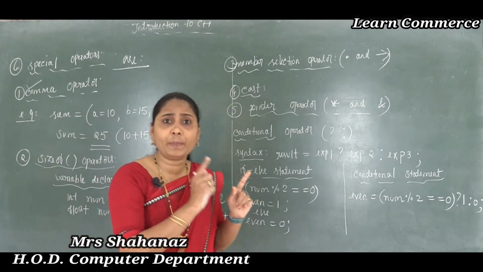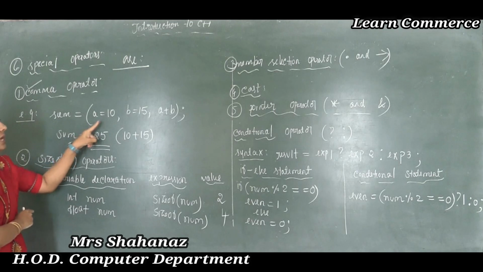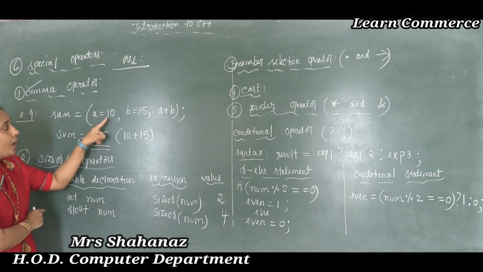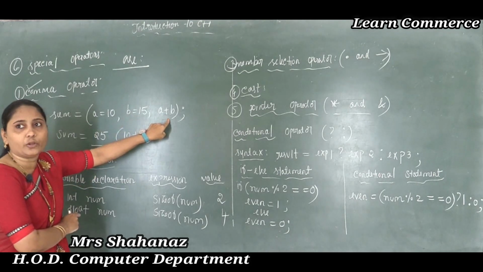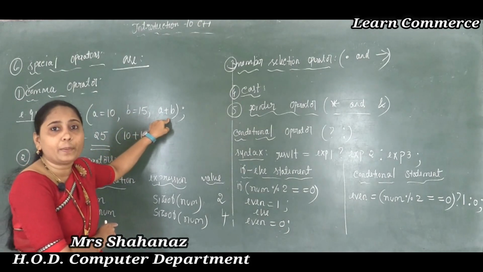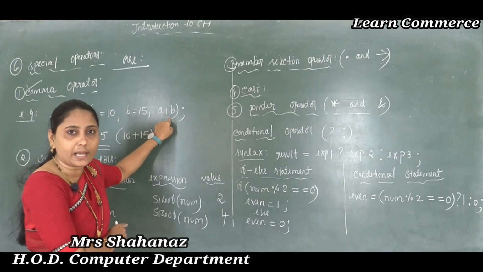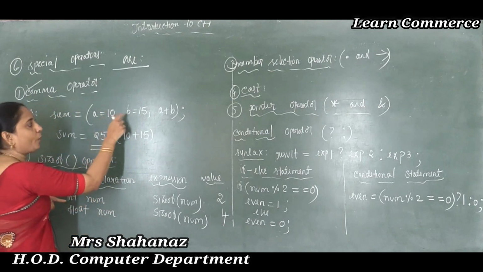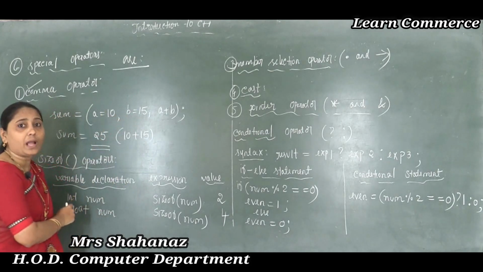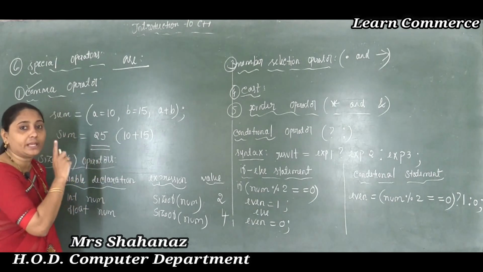Maybe one example of a group of expression: sum is equal to, opening parenthesis, a is equal to 10 comma b is equal to 15 comma, and later what value is going to be assigned, that is a plus b, closing parenthesis, semicolon. So we can say that the group of expressions separated by commas is calculated in left to right manner, or in sequence, correct?